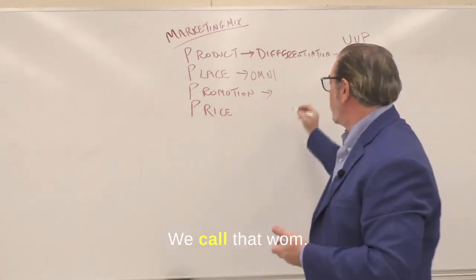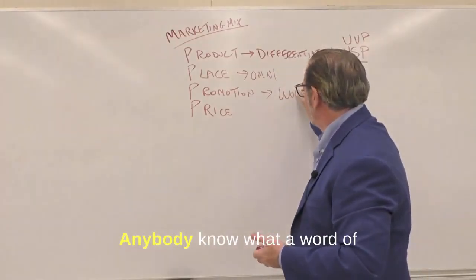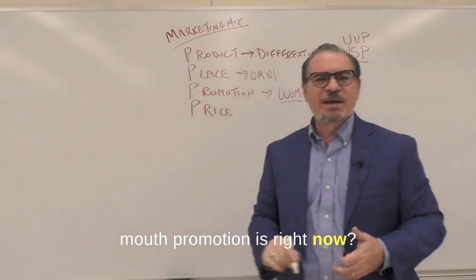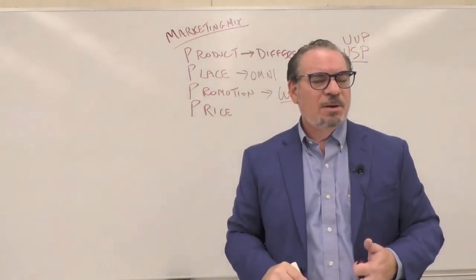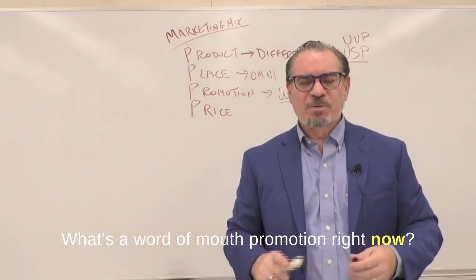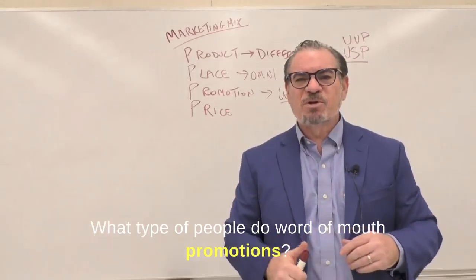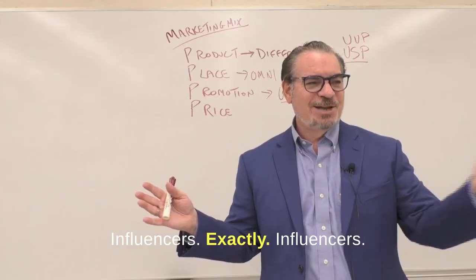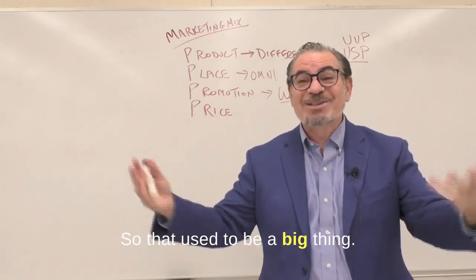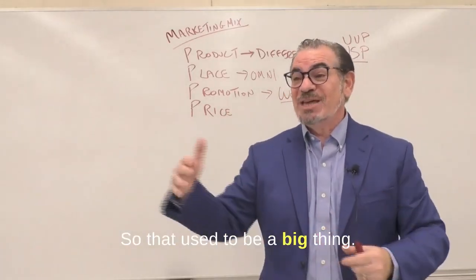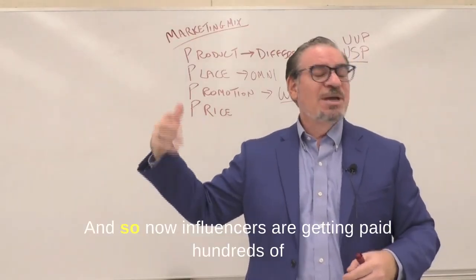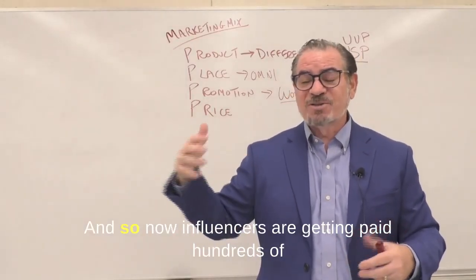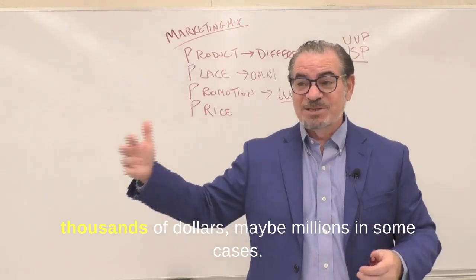We call that WOM. Anybody know what a word of mouth promotion is right now? What type of people do word of mouth promotions? Influencers. Exactly, influencers, your network. So that used to be a big thing. It used to be you tell 2 people, they tell 2 people, and so on and so on. Now influencers are getting paid hundreds of thousands of dollars, maybe millions in some cases.